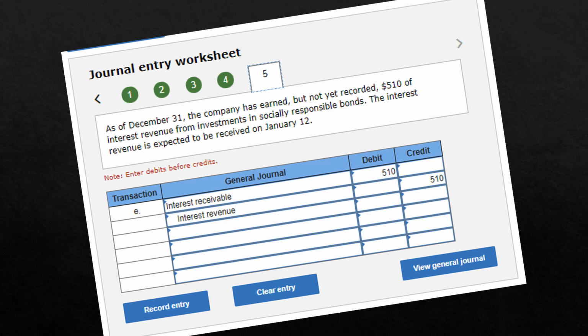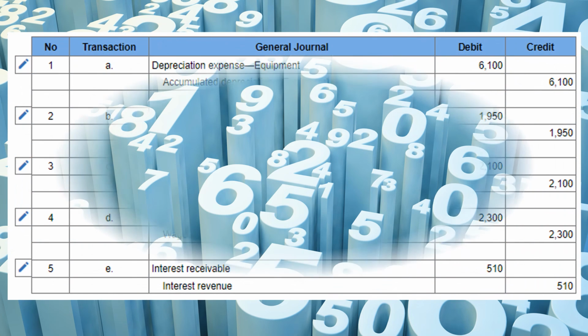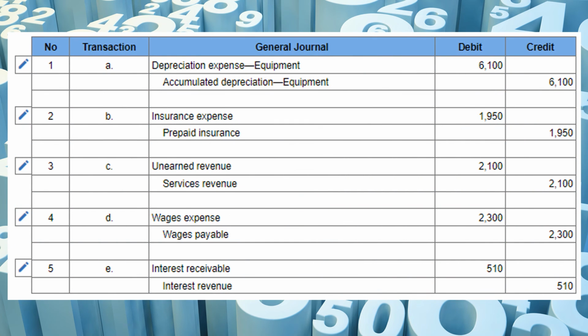When we finish with this part, go ahead and push the View General Journal button on the bottom of the page. That takes you to your general journal, and it should look something like this, but with the appropriate numbers from your problem. Feel free to use the Check My Work button up top. You can use it up to 3 times to make sure you have the right numbers. Good luck on your assignments.